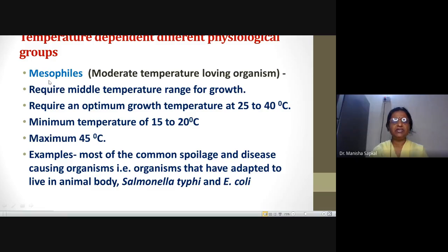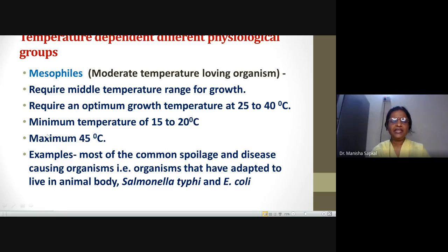First is mesophilic. Meso means middle. Philes means requiring or loving. Organisms which are loving moderate temperature, or organisms which are requiring the middle range of the temperature. So they require a middle temperature range for the growth. Then next, what temperature range do they require? Their temperature range is 25 to 40 degrees Celsius.